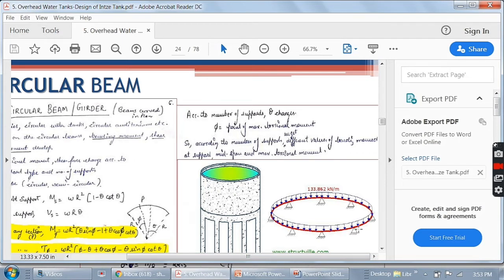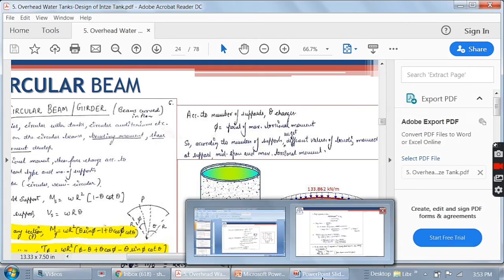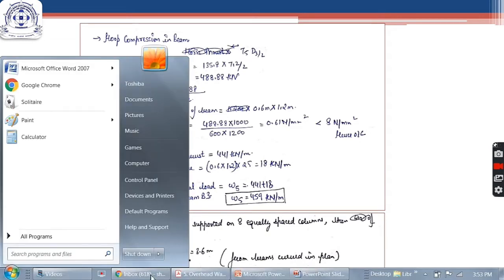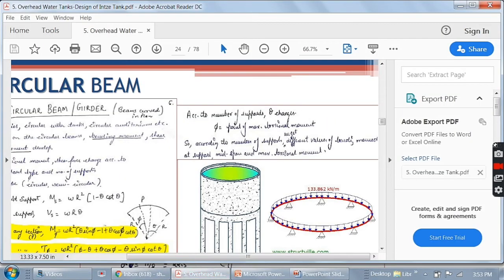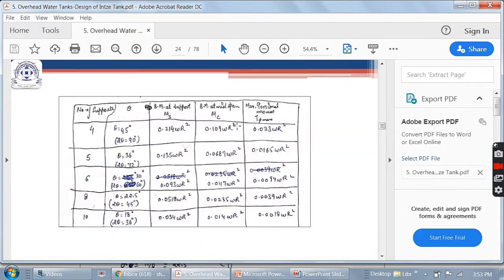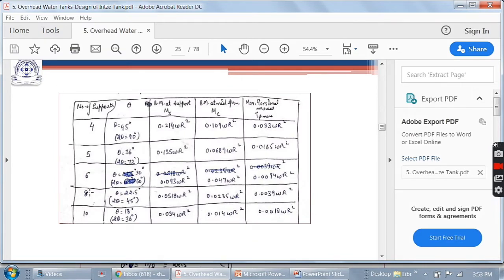So we now have a circular beam acted upon by this load, and the number of supports in our case will be 8, because if you remember in the question it was written that the tank is supported on 8 columns, therefore the number of supports will also be 8. For number of supports 8, theta is 22.5 degrees or pi by 8.